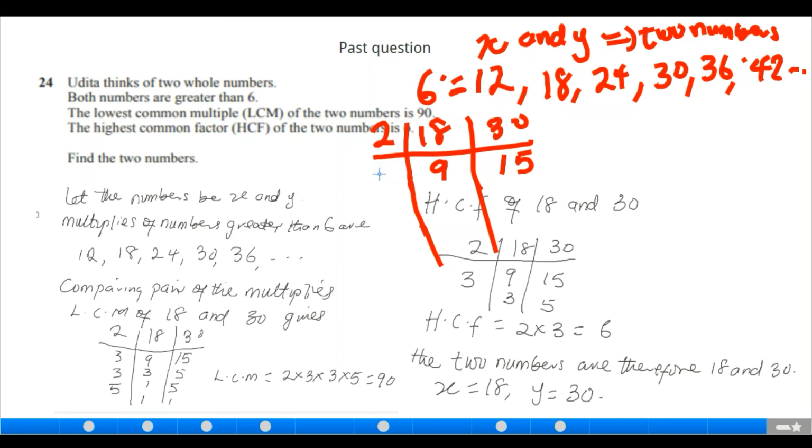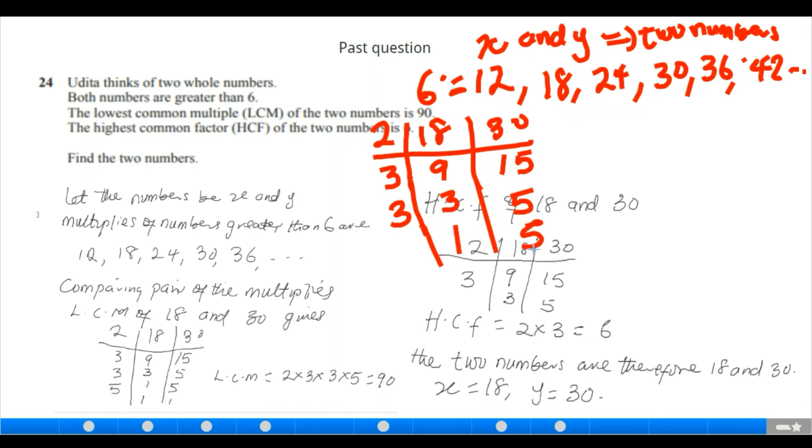So let's look at 3. How many times can 3 go in 9? We have 3 times. And 3 can go in 15. How many times? That is 5 times. Now, 3 can still go in 3, right? But cannot go in 5. So let's divide through by 3. 3 can go in 3, 1. But we still have 5 here because 3 cannot go in 5.